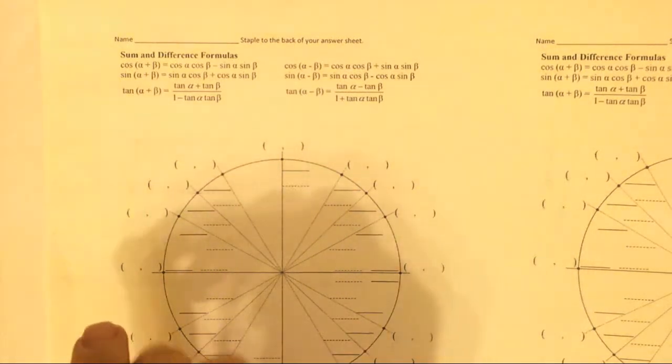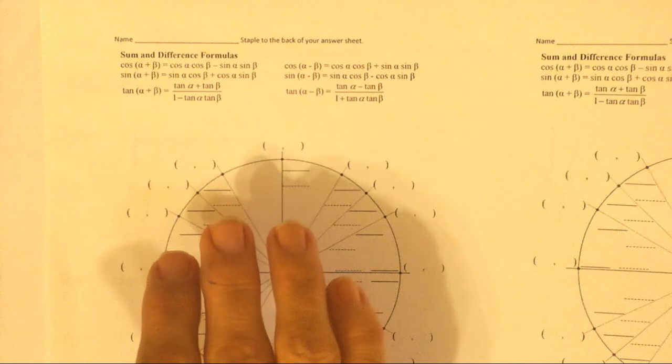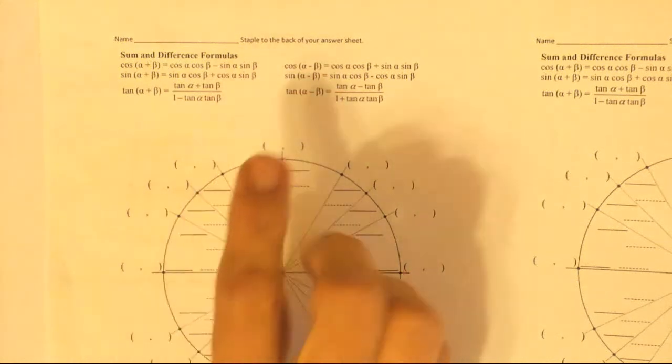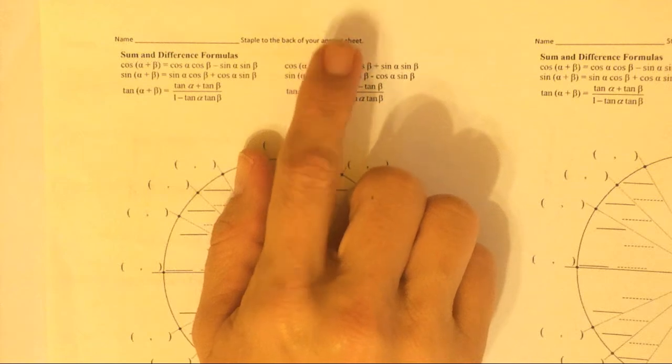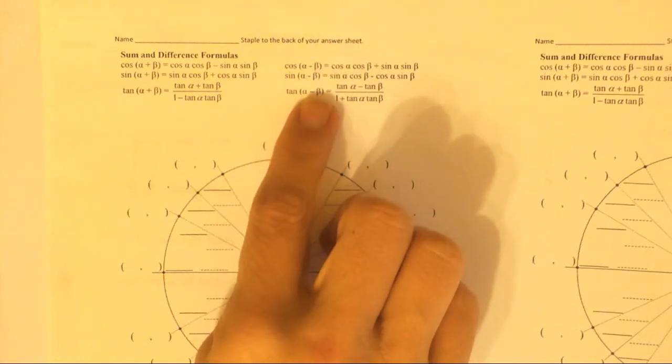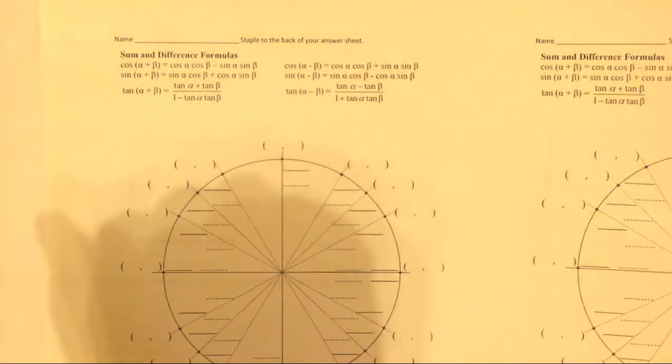On this sheet of paper, you can write anything else you want. And then at the very end, you're going to staple this to the back of your answer sheet. Failure to staple this to the back of your answer sheet will result in a 0. I have to have this paper back.